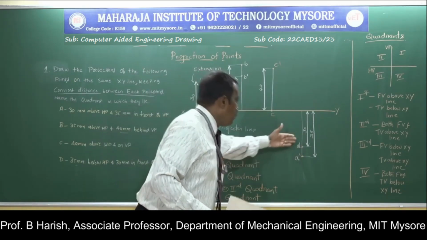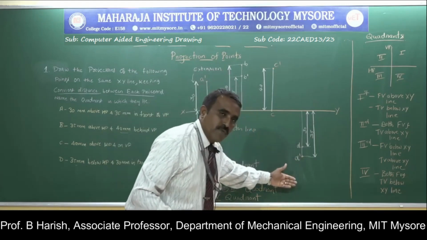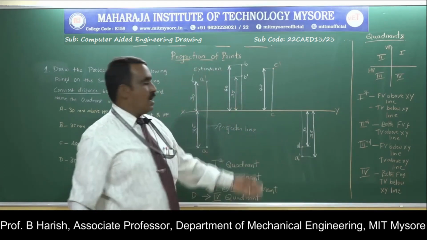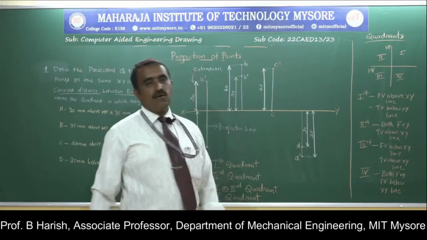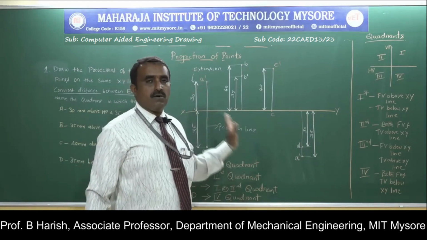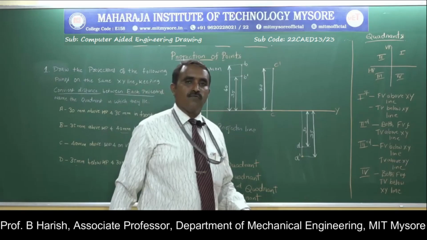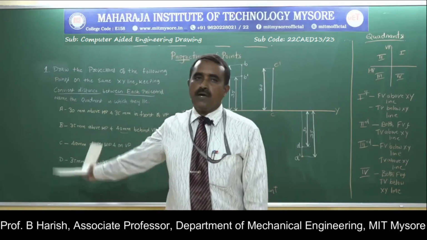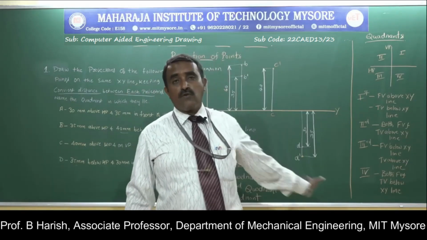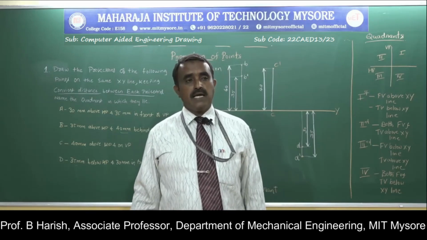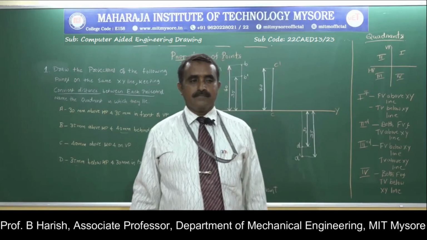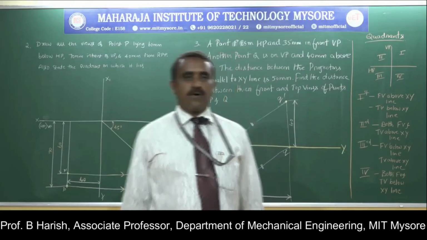Then come to the fourth one. Both top and front views are below the XY line, just opposite to the second quadrant. Hence the point D is in the fourth quadrant. So this is how we can draw the projections for the given problem where we have 4 points A, B, C and D. We'll go to the next problem.